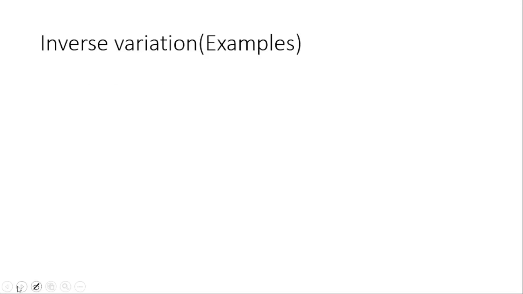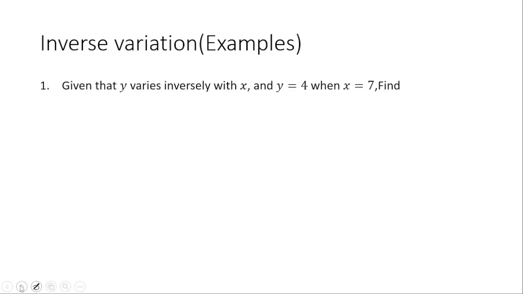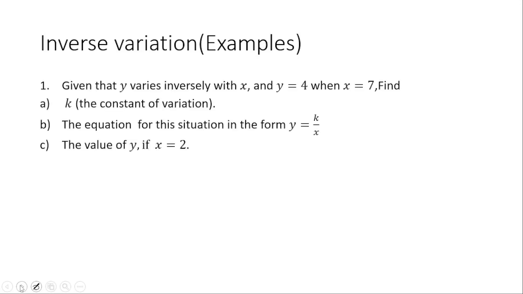We head over to doing some examples. There are 2 examples. We'll start with example 1. Given that y varies inversely with x and y is 4 when x is 7, find A, the constant of variation, B, the equation for this situation in the form y is equal to k over x, and C, the value of y if x is 2.